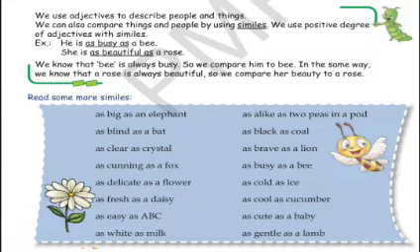Then as easy as ABC. We know that ABC is very easy. Then as white as milk. So we know that milk is white in color. Next, as alike as two peas in a pod. Then as black as coal. As brave as a lion. As busy as a bee. As cold as ice. As cool as a cucumber. As cute as a baby, and as gentle as a lamb.